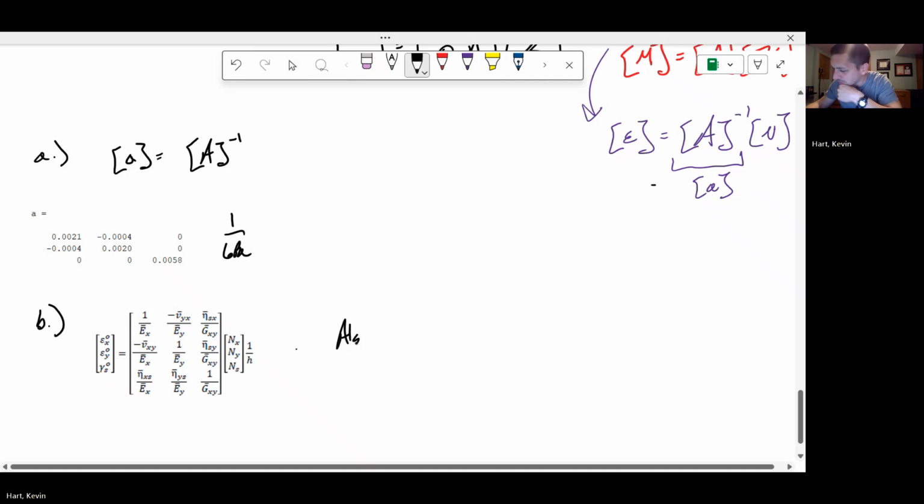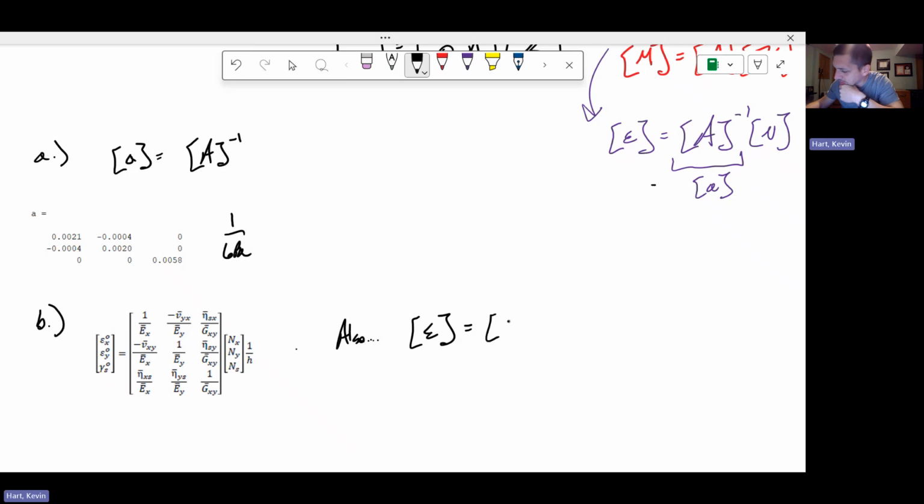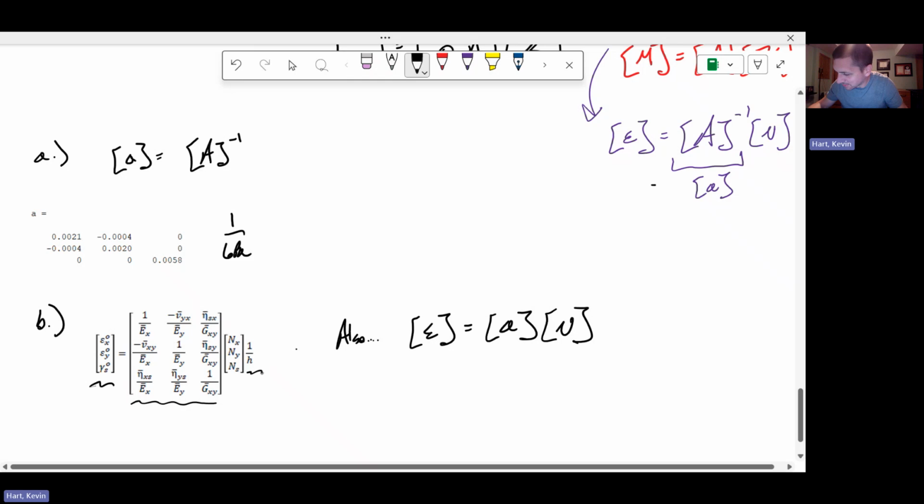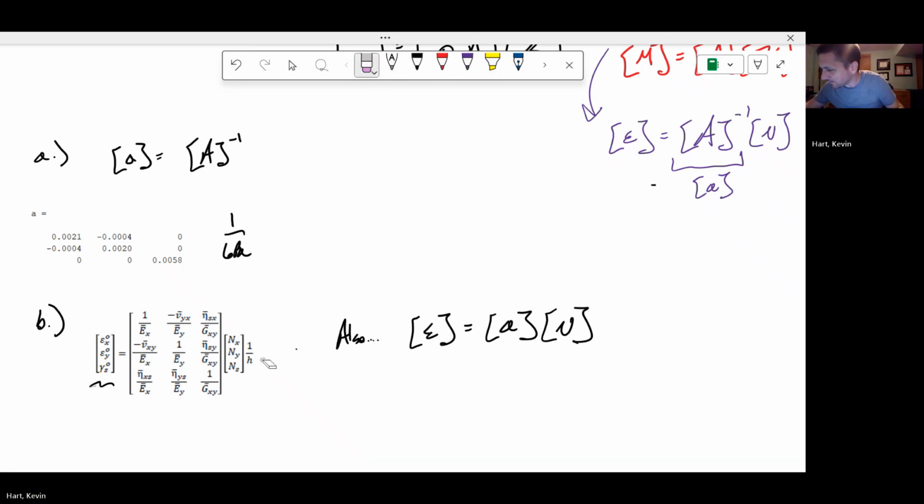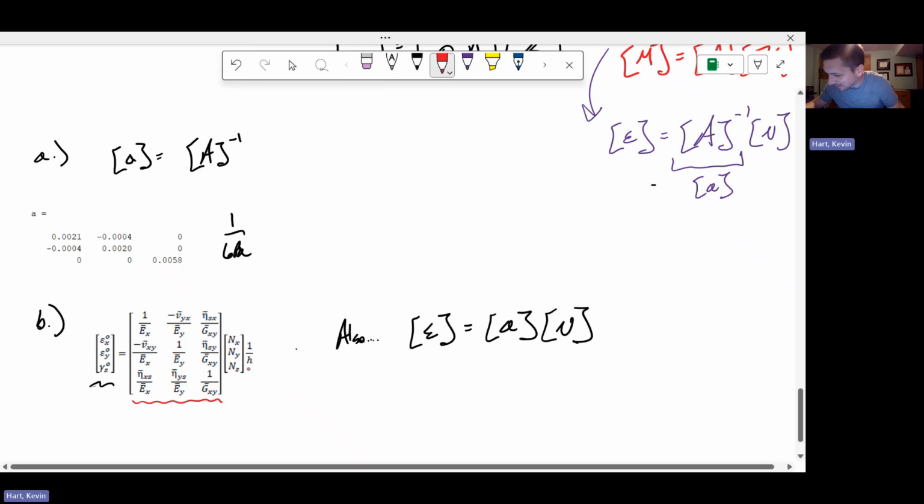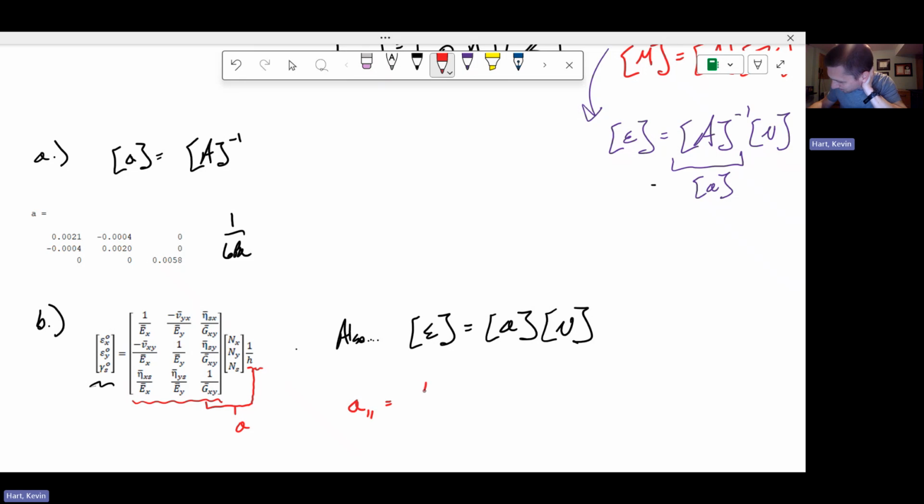But also, you know that strain is the little a matrix times N. So if strain is the little a matrix times N, but strain is also all of this times N, then this and this must be the little a matrix. By that, the A11 entry is 1 over E bar X times H.